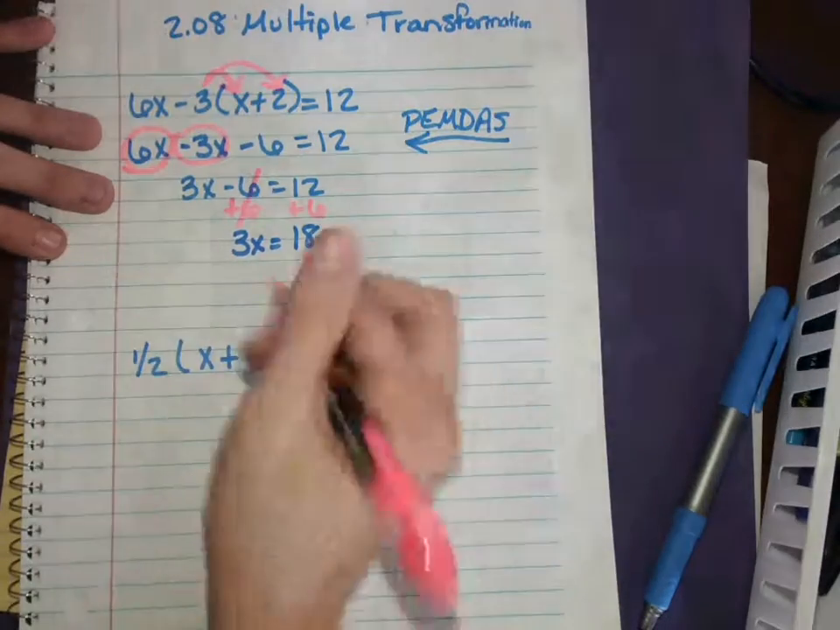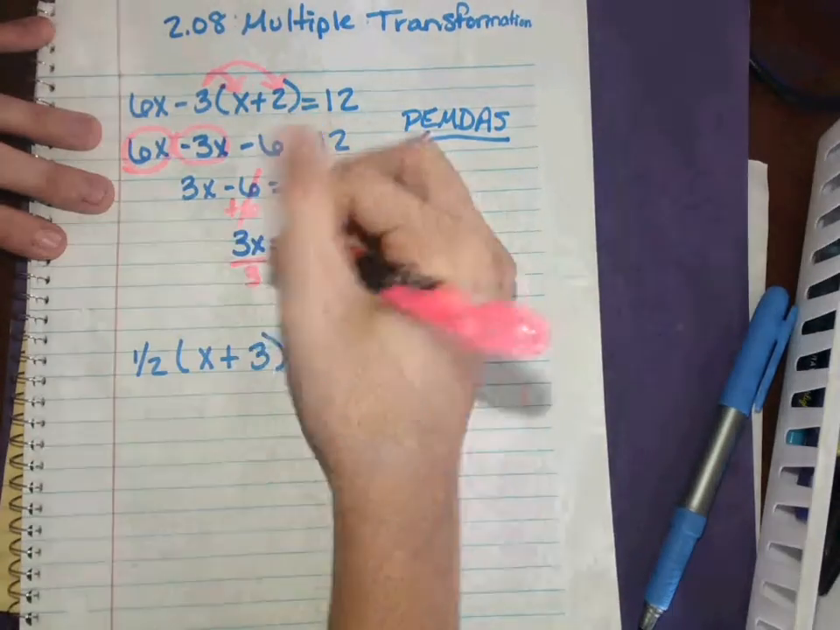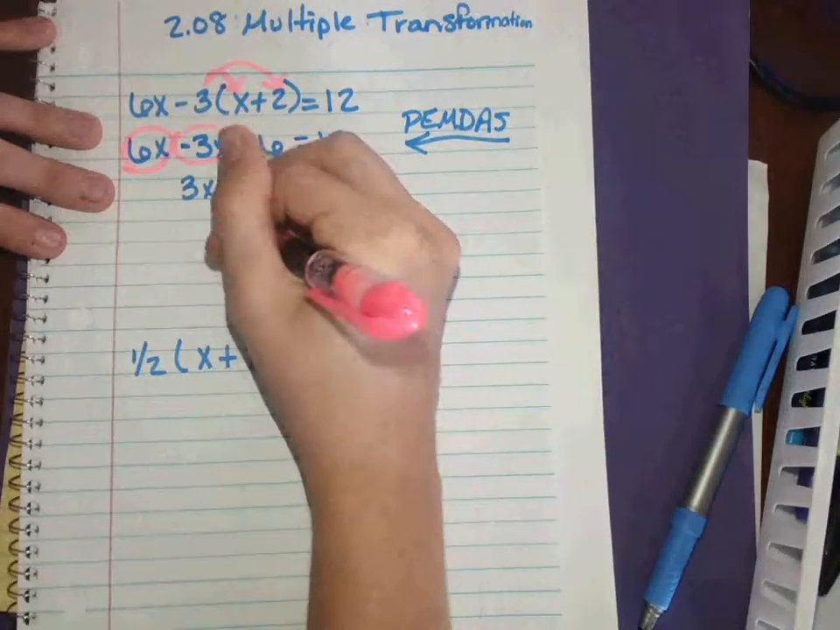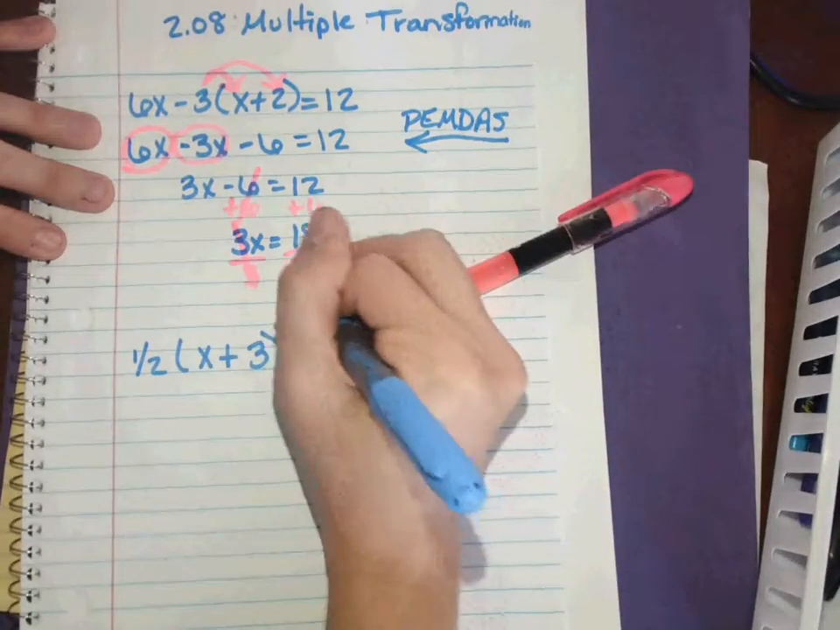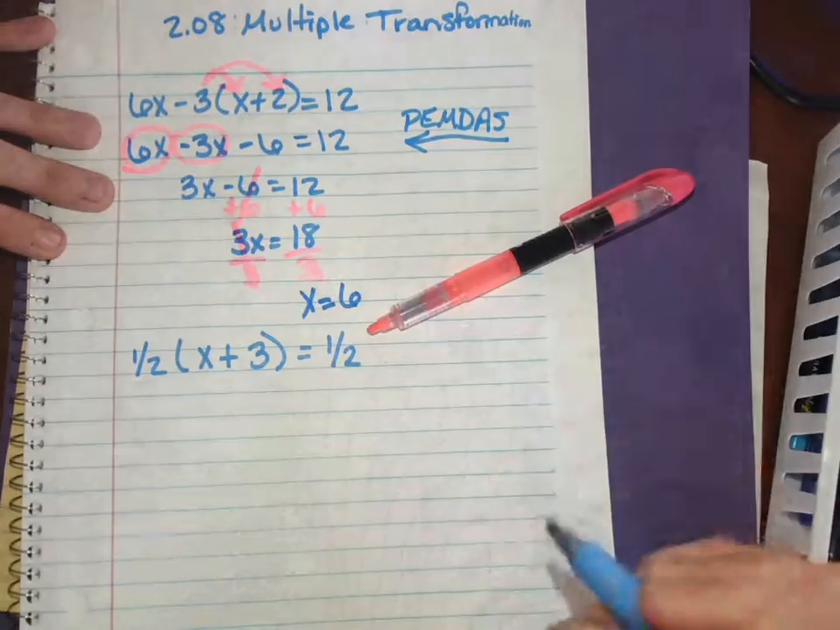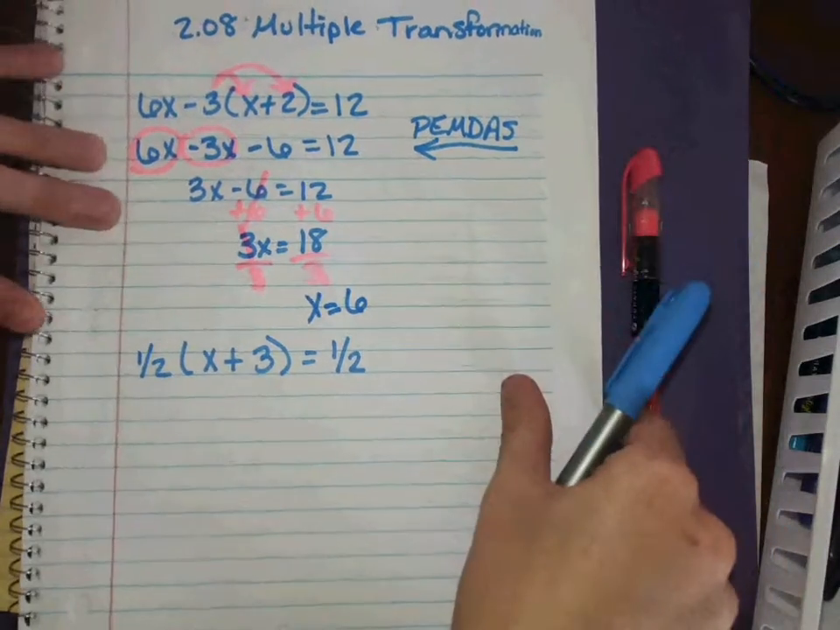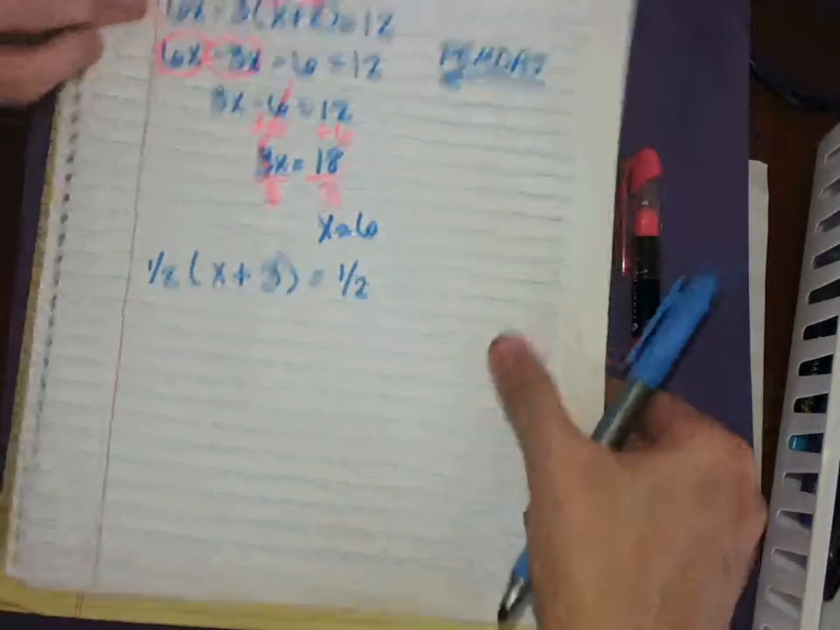Now here's multiplication. To undo that, I'm going to do my division property of equality, doing it on both sides. And x does give me 6. Okay, now let's look at our next one.